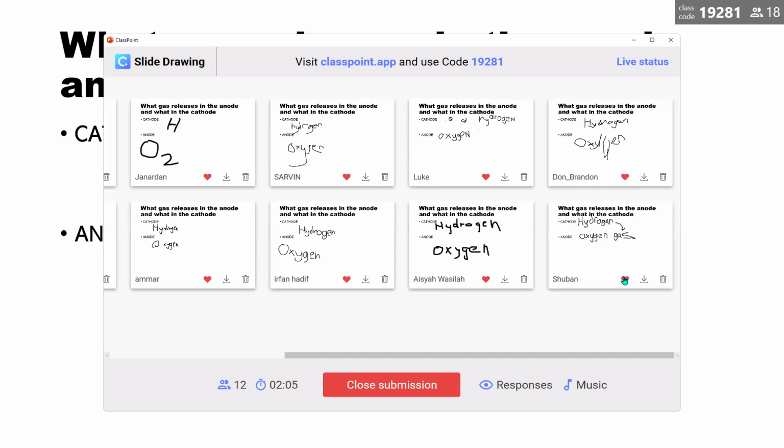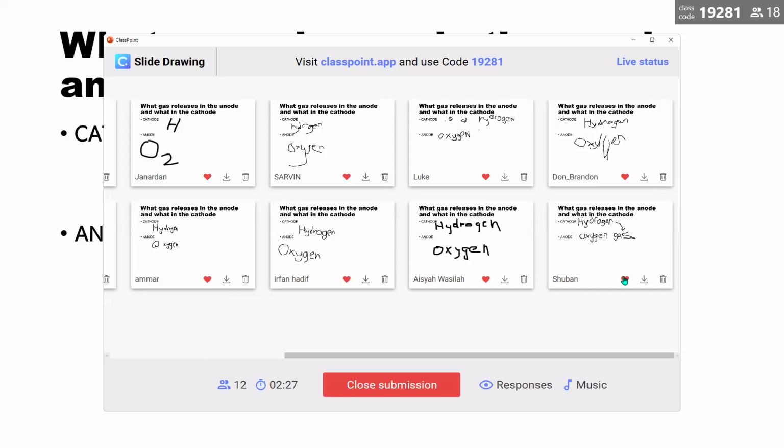Okay, so teacher saw everybody's answer. All your answers are correct. Am I waiting for anyone else? If not, teacher will close submission. Well done. You all understand the second subtopic here very well. Even though we didn't do the experiment, you are all very clever children. Teacher's proud of you.